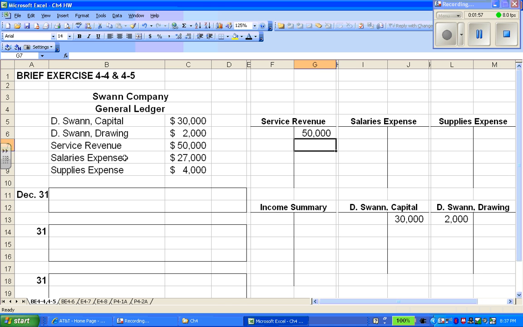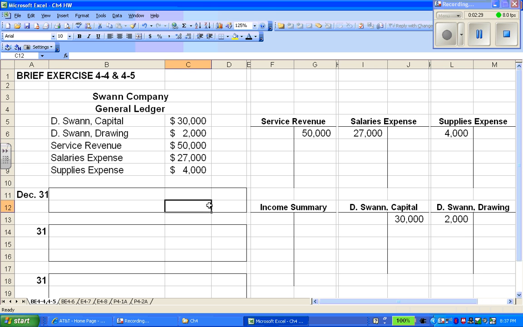Salaries expense, any type of expense account normally has a debit balance. So let's see, salaries expense is 27,000. And then supplies expense, normally again expense has a debit balance, and that's 4,000. All right, so we have our beginning balances in those T accounts. Now let's close our general ledger.